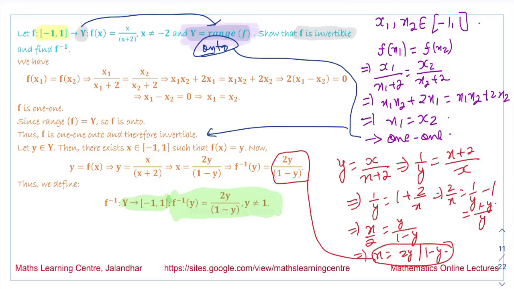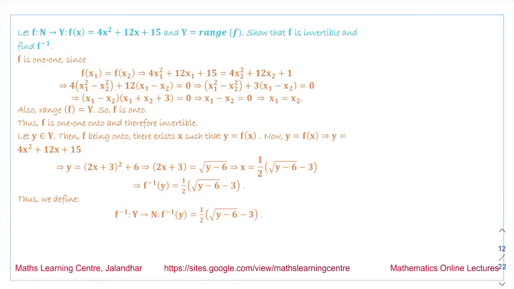The next question we have is: let f be a function defined from N to Y, where f(x) is equal to 4x square plus 12x plus 15. So the domain of this function is the natural numbers, and Y is equal to the range of f. We have to show that f is invertible, and we have to find the value of f inverse. So to prove that f is invertible, we write, suppose x1 and x2 are natural numbers.